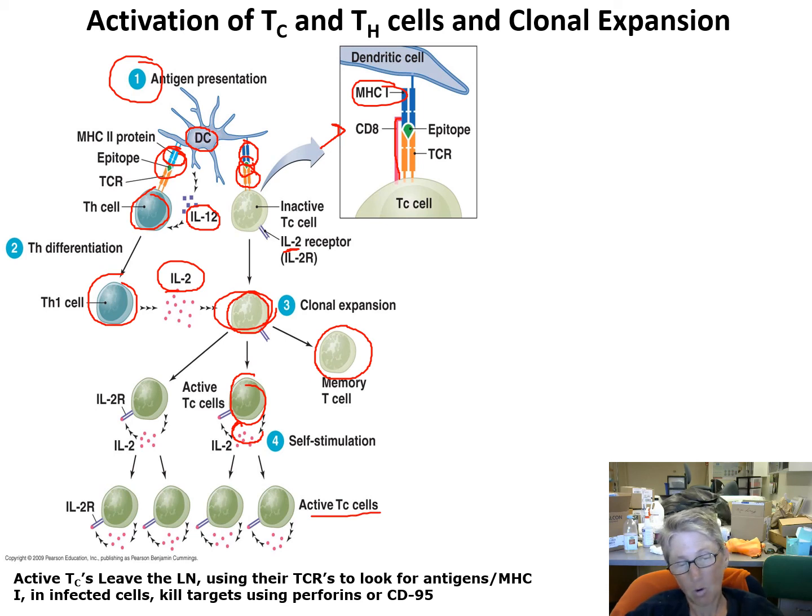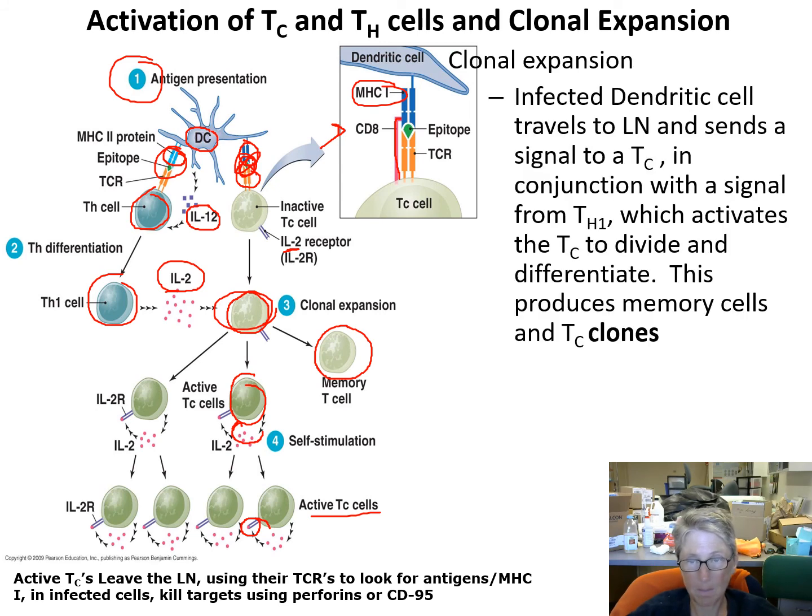They go out in the world, they leave the lymph node, and they use these T cell receptors to look for antigens, these original antigens that were up here at the beginning of the cartoon. And then they'll kill the infected cells using perforins and granzyme.